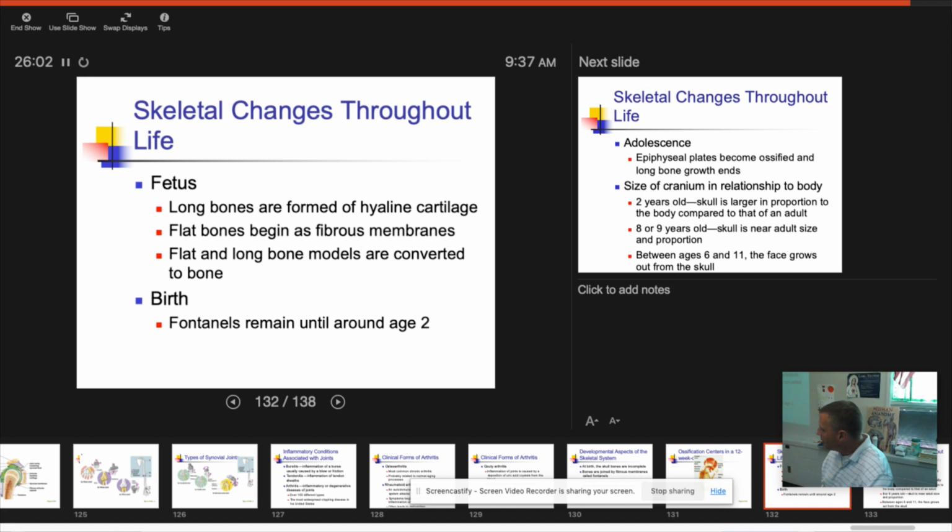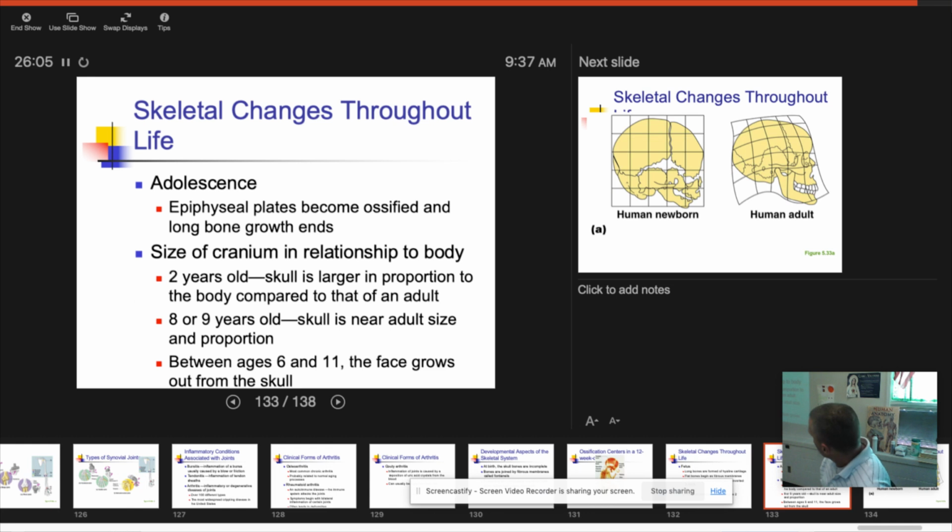Okay, this is a lot. But in adolescence, the epiphyseal plates become ossified and long bone growth ends. Talked about that a number of times. If you ever had an x-ray as an adolescent, they probably commented on how much of an opening there was in your epiphyseal plates or growth plates. And if those are closed up, then you're pretty much full size, however big you're going to get.